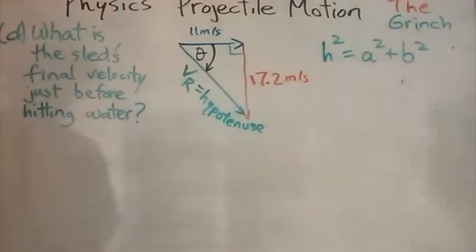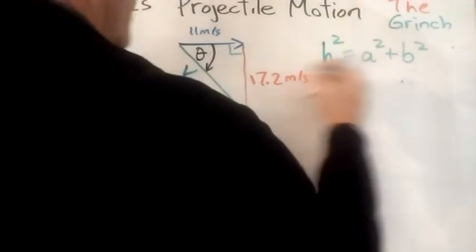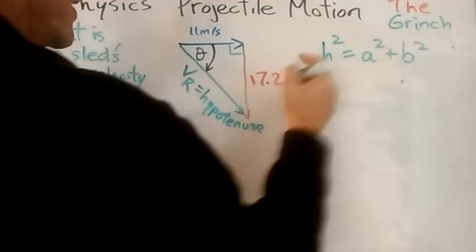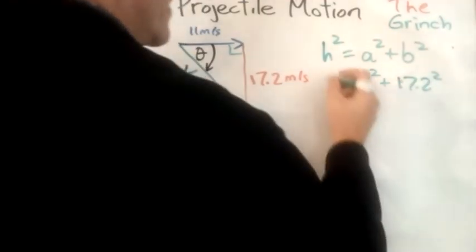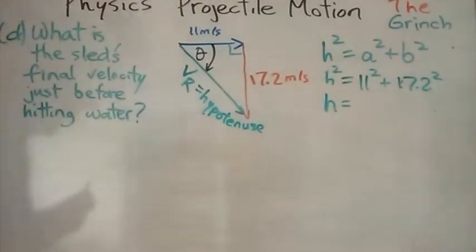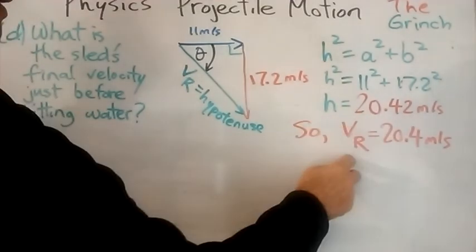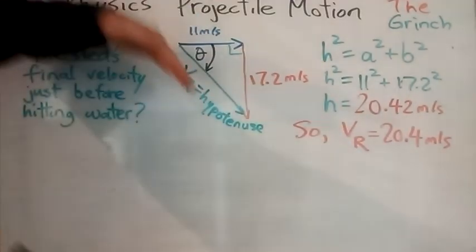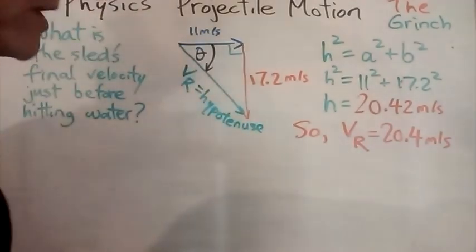To get the hypotenuse, just use the Pythagorean theorem. So h squared equals a squared plus b squared. So I get h is equal to the square root of 11 squared plus 17.2 squared. That's h squared. So what is h? What is that hypotenuse? We get 20.42. So the VR, the true velocity, if you had a radar gun on the sled just before it hit the water, was 20.4 meters per second.